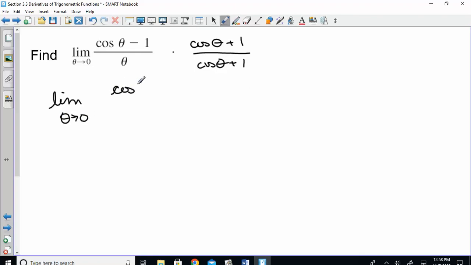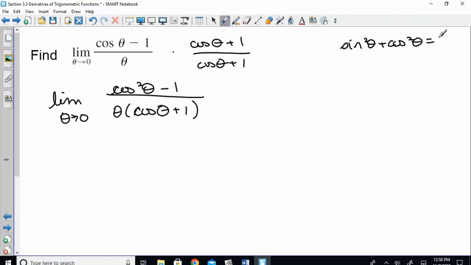Alright, so on the top, if I distribute, we get cosine squared theta minus 1. On the bottom, I'm just going to leave this as theta times cosine theta plus 1. Cosine squared theta minus 1. Does that equal anything? Okay, remember, sine squared theta plus cosine squared theta equals 1. So cosine squared minus 1 would be negative sine squared theta.